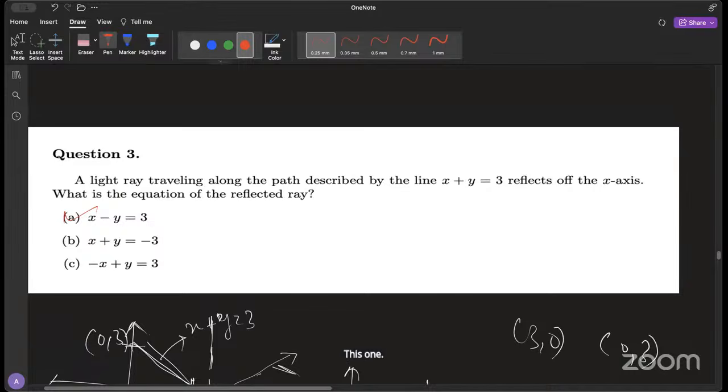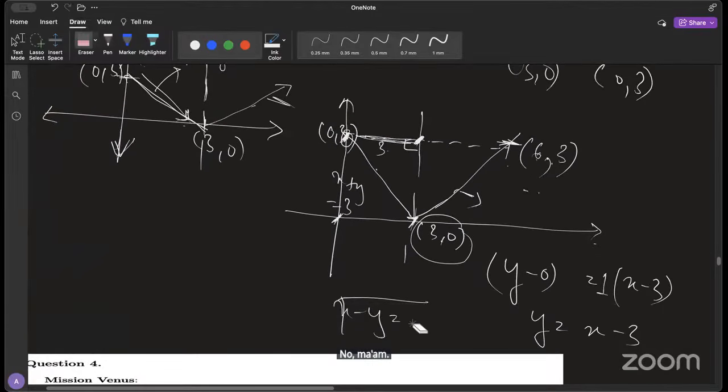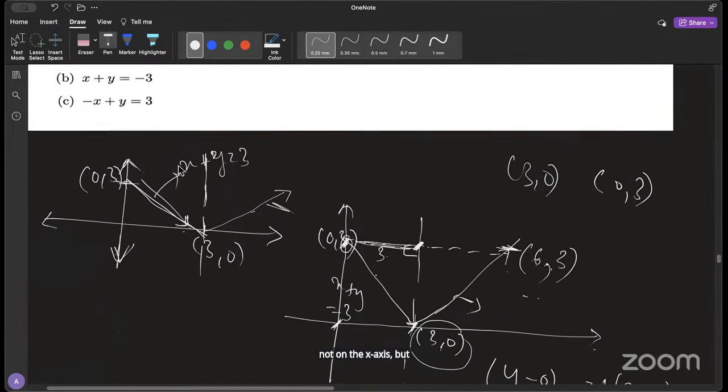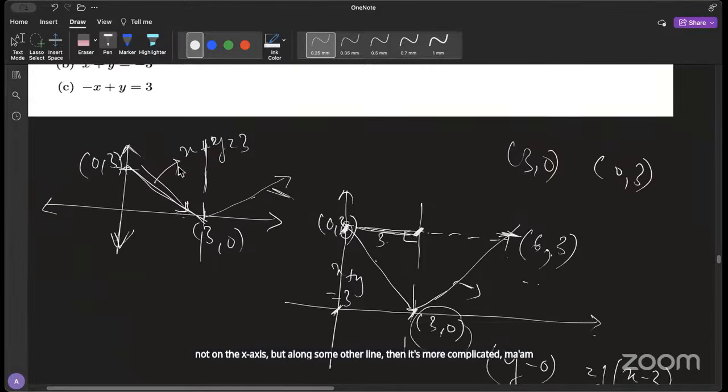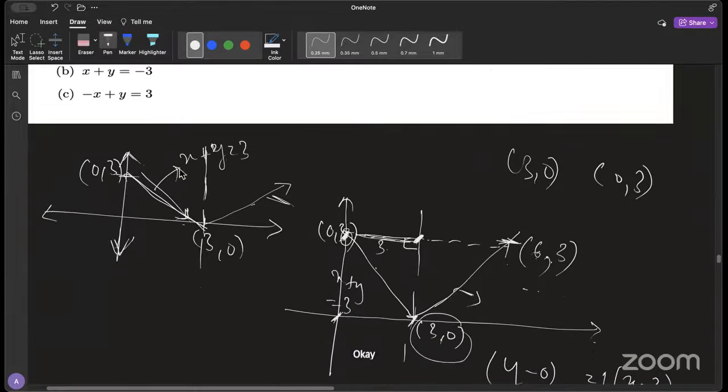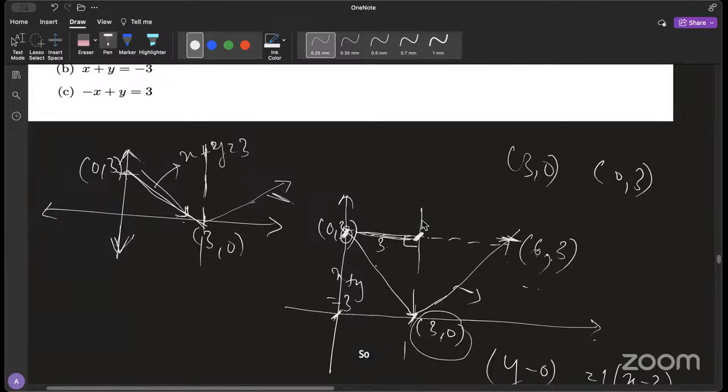Is this okay? Yes, ma'am. But if the mirror equation, or if it is getting reflected not on the x-axis but along some other line, then it's more complicated, ma'am. I don't know whether we can just use this method. That's why you won't be given something like that. Okay. You'll only be given this, because it maintains the symmetry well. If this is distance 3, then this is also distance 3. That's why you're given this question.